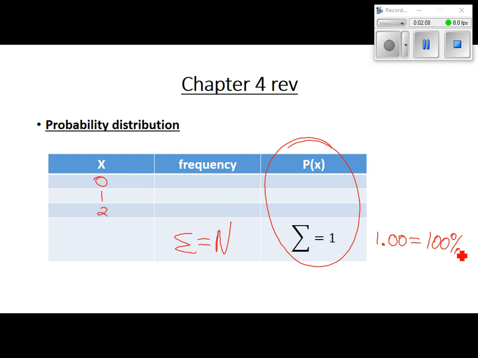So if you're coming up with something like 1.5, what do you know? You're off. You screwed up somewhere. If you're coming up with something like 1.001, that's probably okay. Probably just rounded a little off somewhere. So that's a probability distribution.